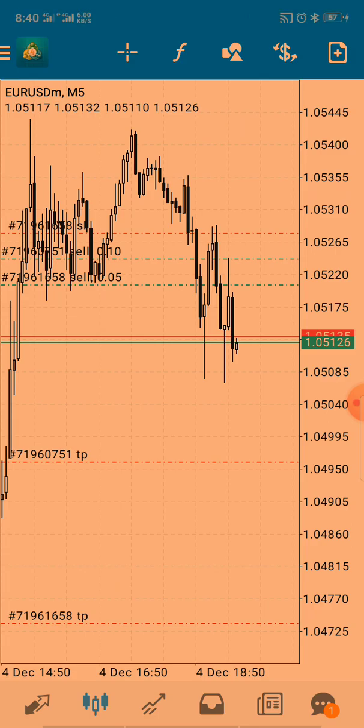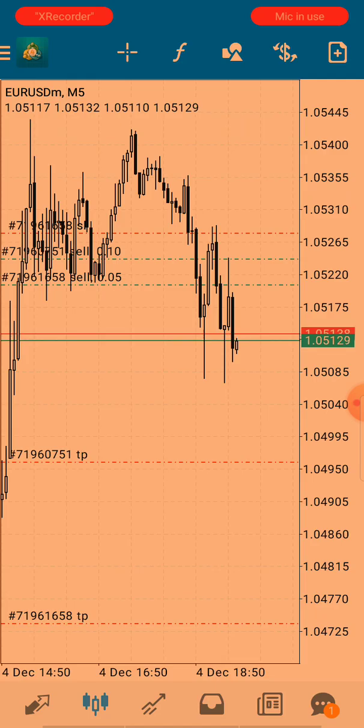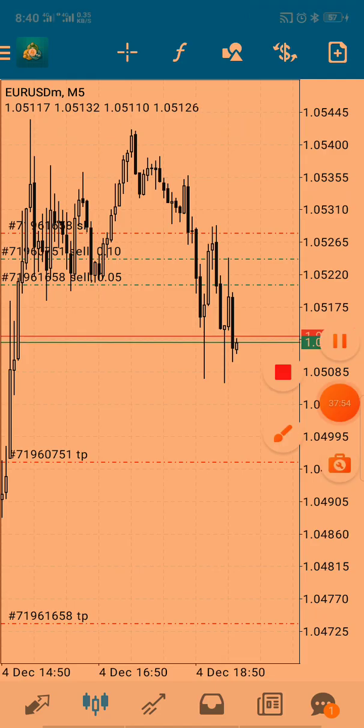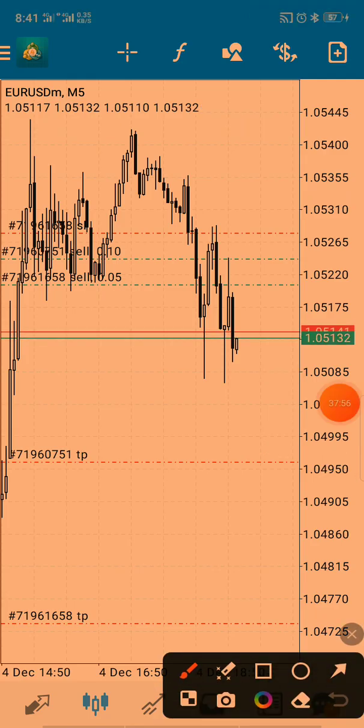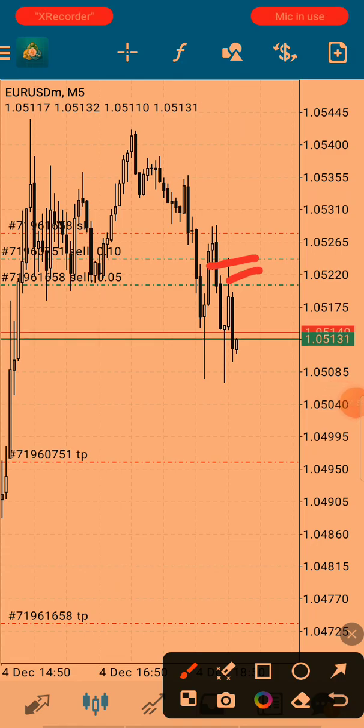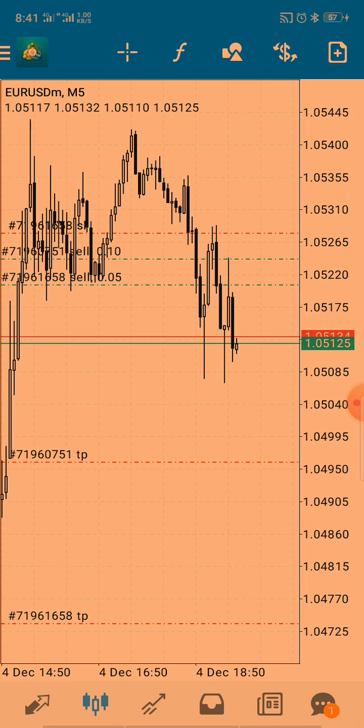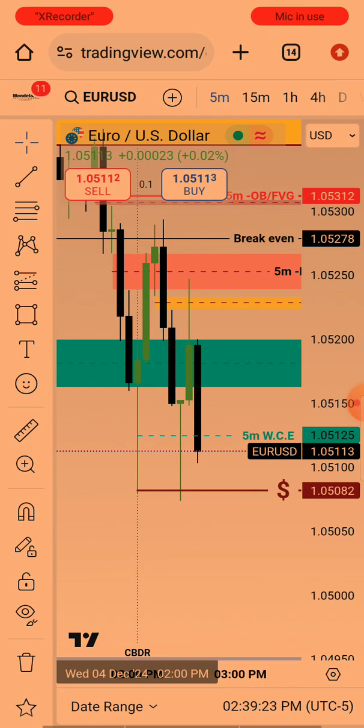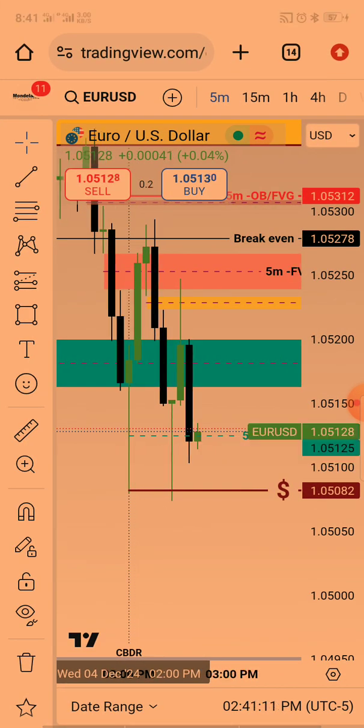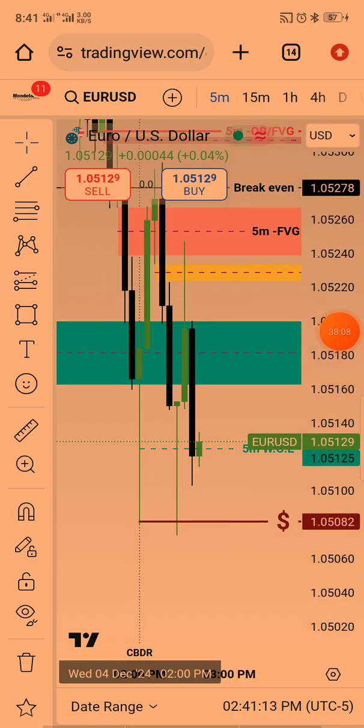You can see them here too. Those fair value gaps I was showing people on TradingView, you can see them here too. But I don't work here. I only execute here. So let's go back to TradingView. Anytime you want to trade too, that is how you'll be trading.